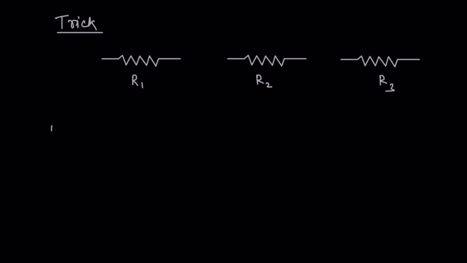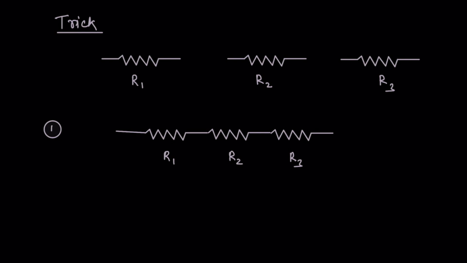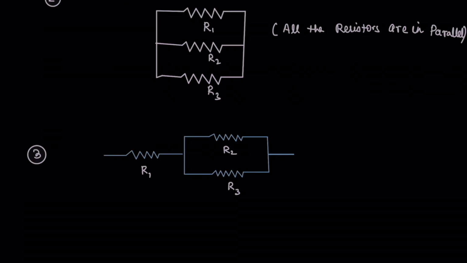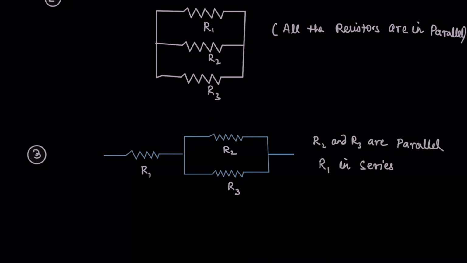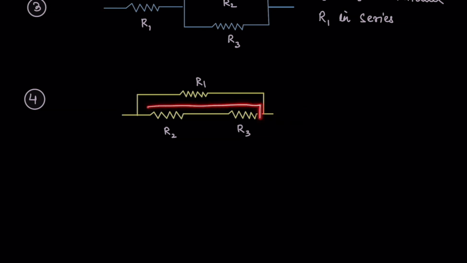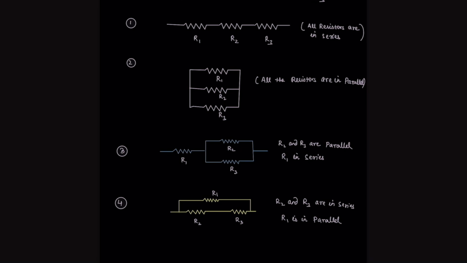The first arrangement could be when all are in series. The second arrangement could be all in parallel. In the third figure, 2 are in parallel and 1 is in series. In the fourth figure, 2 are in series and 1 is in parallel. So there are a total of 4 figures possible when we are using the 3 resistors.